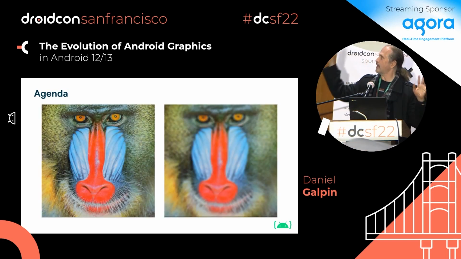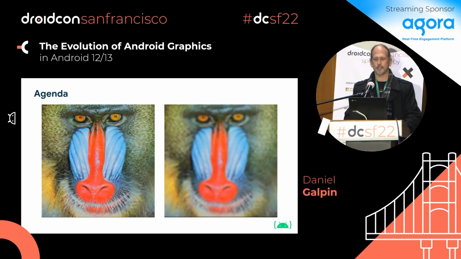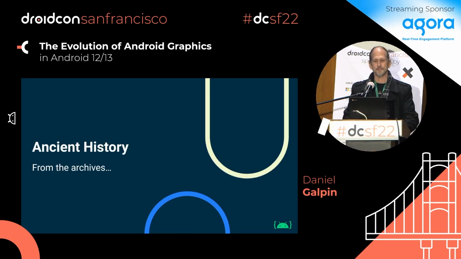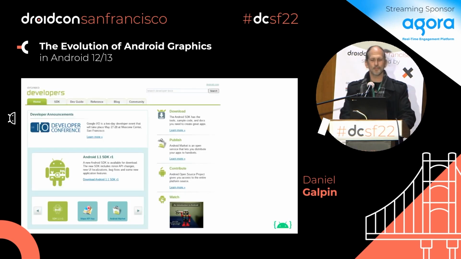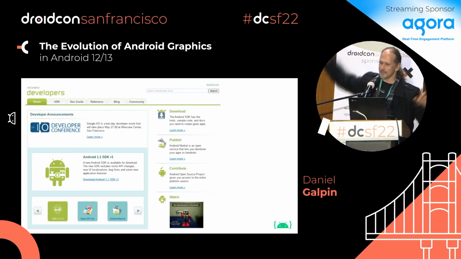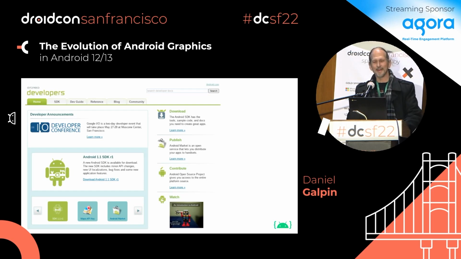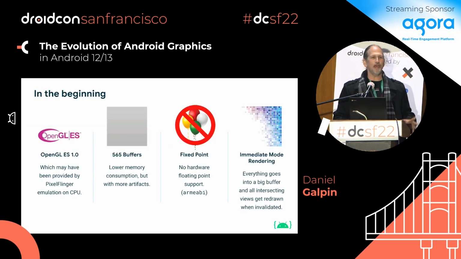And we're going to get to actual stuff that you can do with this eventually, but we're going to start with history because history is fun. So let's take a trip back. That's what our website used to look like back in the days of Android 1.1. Isn't it cute? And in the beginning, we had OpenGL ES 1, kind of.